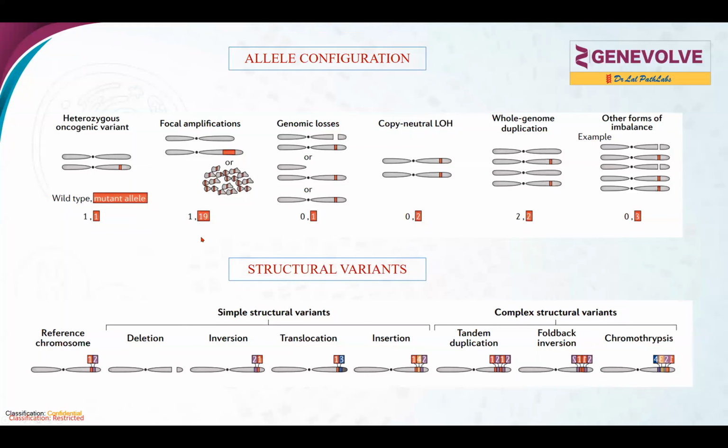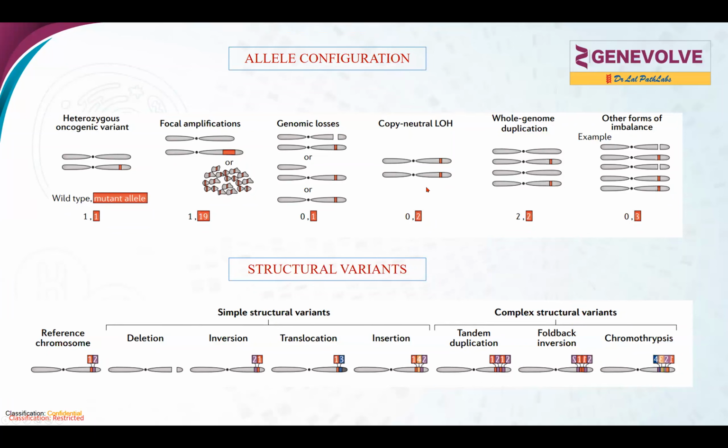When we talk about allele configuration, we have one chromosome from the mother and one from the father. So if one of them is a mutant allele, it's a heterozygous variant. There can be focal amplifications of a particular gene, say HER2 amplification. There can be genomic losses, where there is a loss of the normal or wild type TP53, and the mutated TP53 is now dominant.